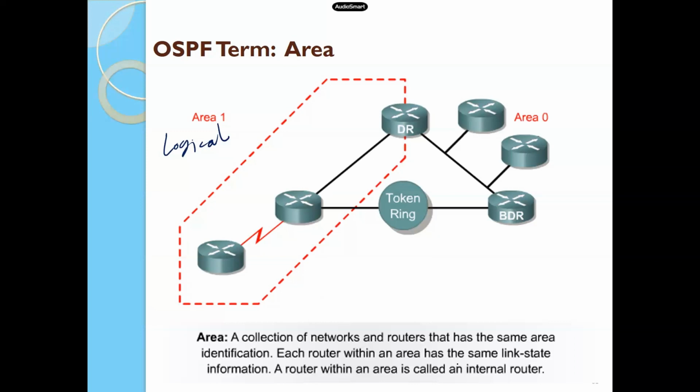Each router within an area has the same link state. So there you go, this is a link state routing protocol. It's not a distance vector routing protocol. There are no routing updates that happen here. A router within an area is called an internal router. That's a definition.